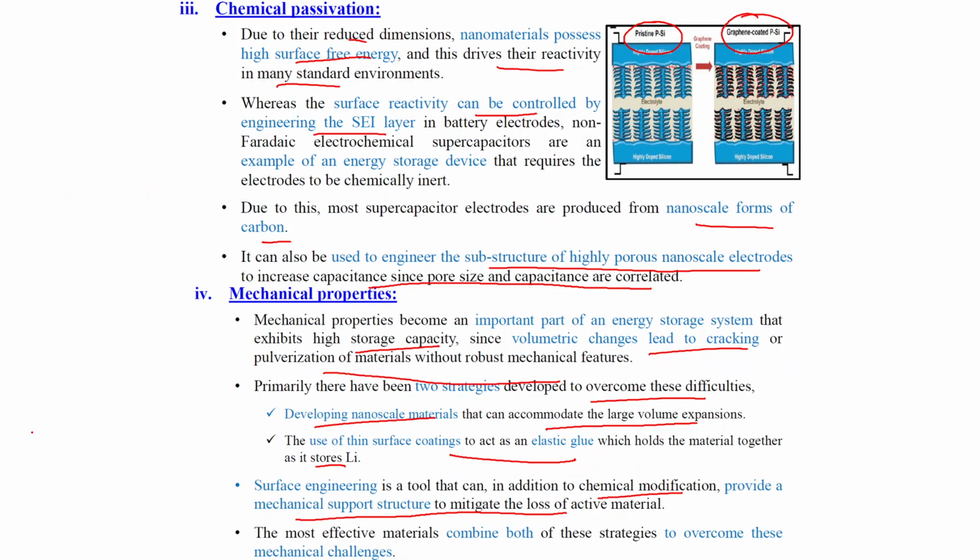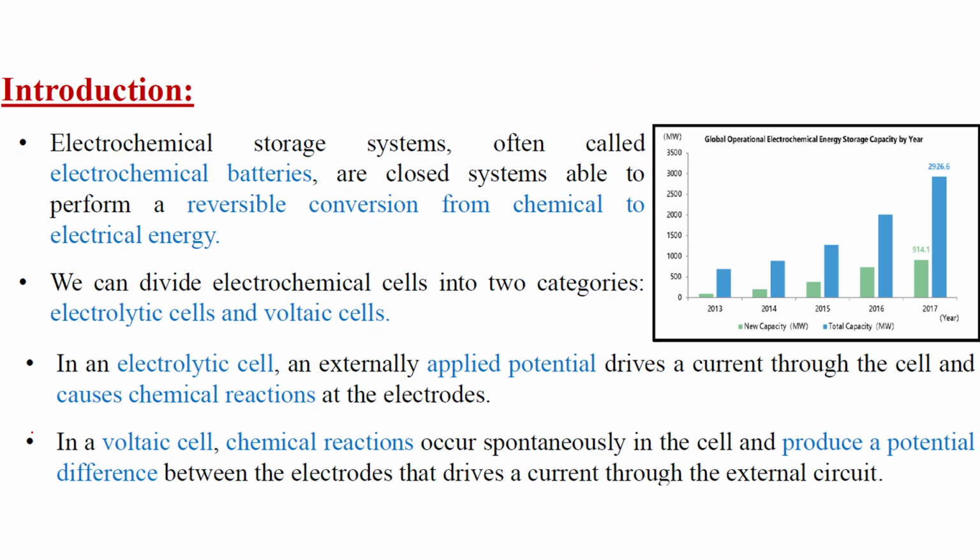Now, coming on to the electrochemical storage systems, which are basically the electrochemical batteries and flow batteries. All these we will be discussing now in detail. Electrochemical storage systems, often called electrochemical batteries, are closed systems able to perform a reversible conversion from chemical to electrical energy. Basically, batteries are used to store energy in the form of electrical energy. Here chemical energy is converted to electrical energy.